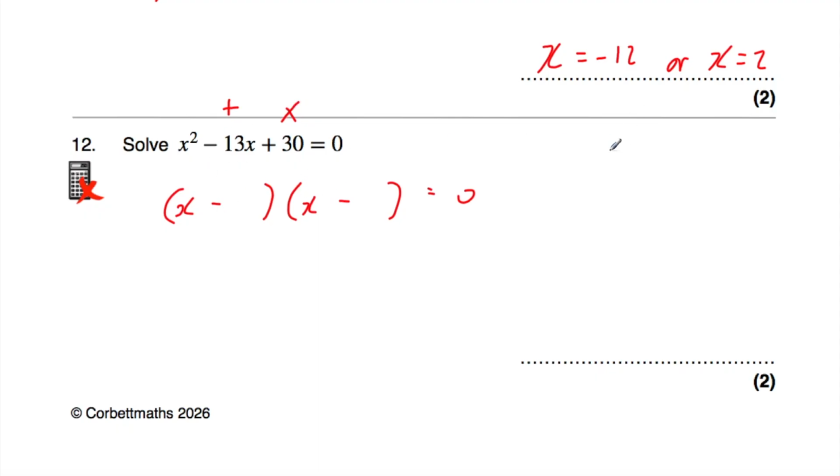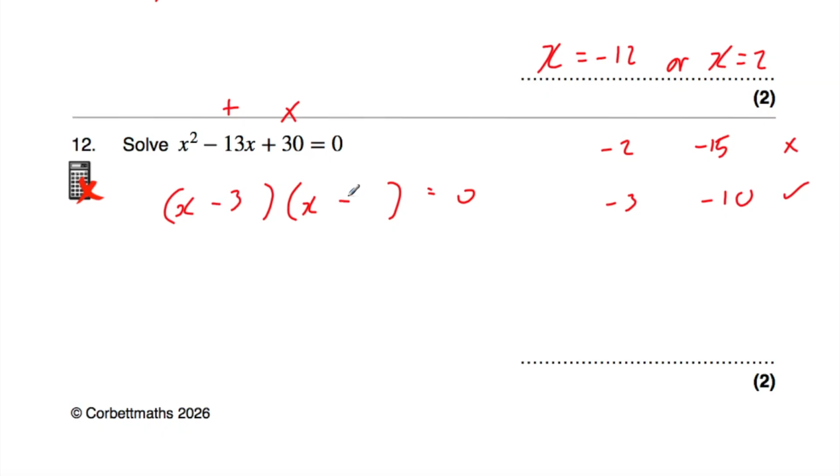So in terms of our options, we could have something like negative 2 and negative 15. But negative 2 times negative 15 is 30. But negative 2 plus negative 15, well, if you're at negative 2 and you go down another 15, you're going to get to negative 17, so that's not going to work. So I'm thinking something such as negative 3 and negative 10, because negative 3 times negative 10 is 30, and negative 3 plus negative 10, if you're at negative 3 and you go down another 10, you're going to get to negative 13. So that's going to be our option.